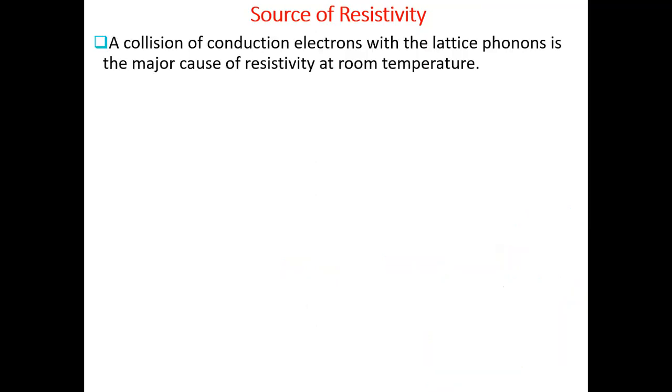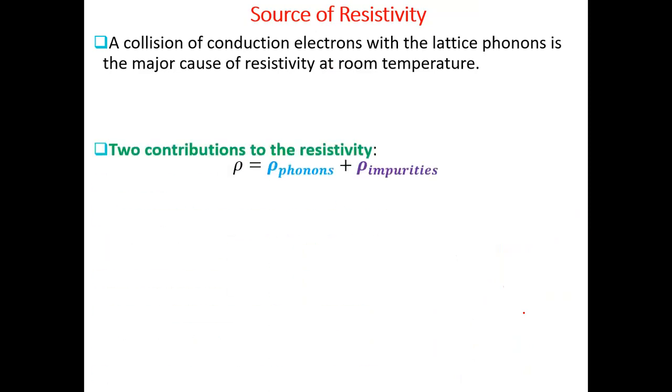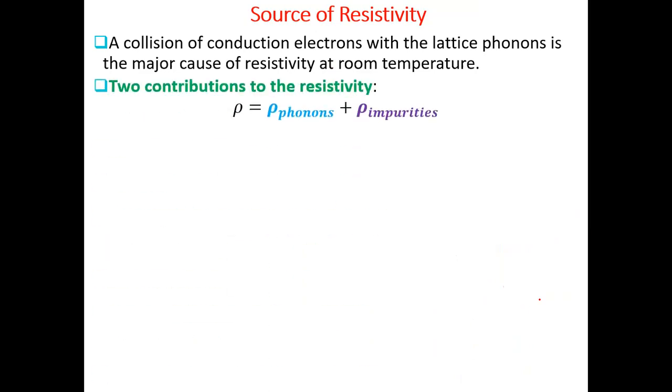So let us see what are the sources of resistivity. At room temperature, jo conduction electrons collision khate hain with the vibrations of the constituent ions or atoms, that is the major cause of resistivity at room temperature. Lekin in general hum dekhenge ke what are the two contributions to resistivity. So resistivity can be written as sum of resistivity due to phonons plus resistivity due to impurities.